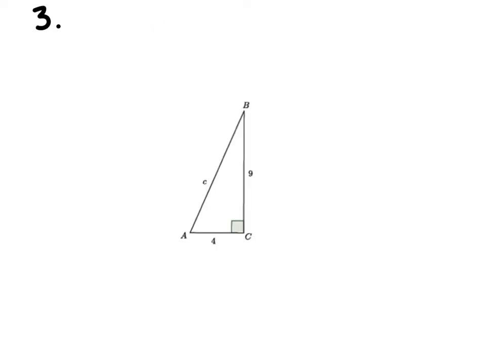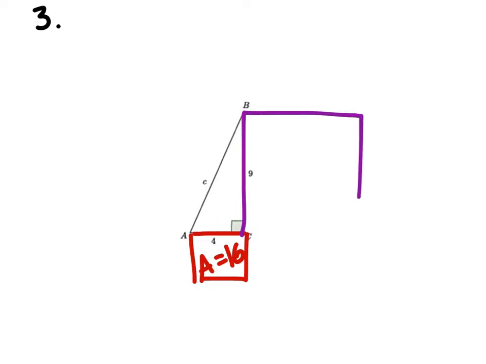Alright, so I'm going to use the windmill method on this one by showing the squares. So I'd have this leg, and I'm going to make a square out of it. Its area would be 4 times 4, which is 16. Then I've got this leg here. It has a side length of 9, so I'm going to make a square out of it. So that would be 9 times 9, which is 81 square units.